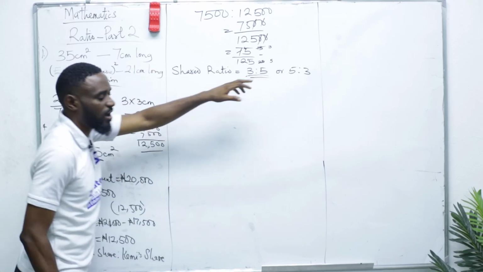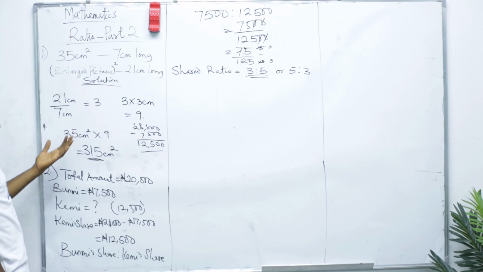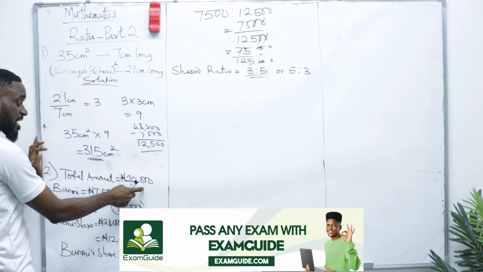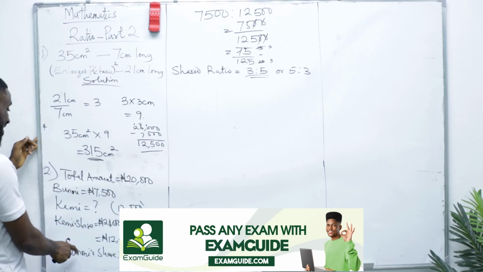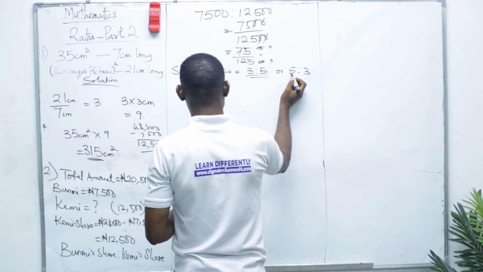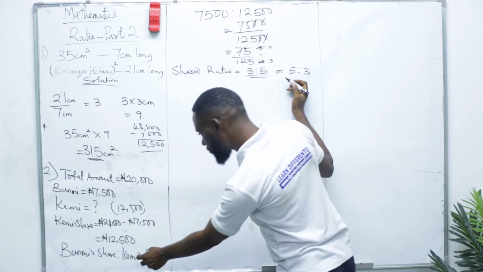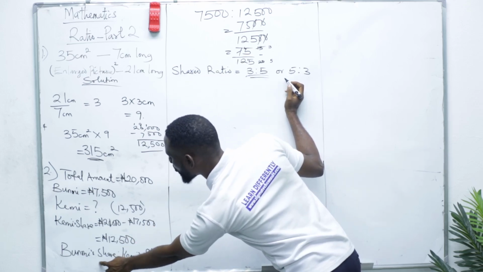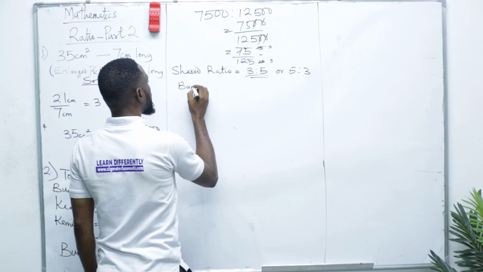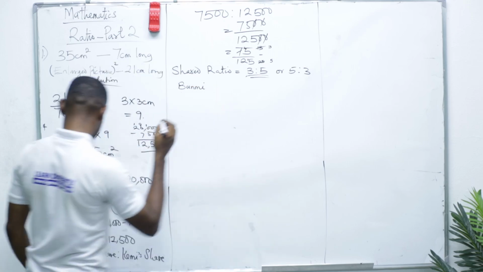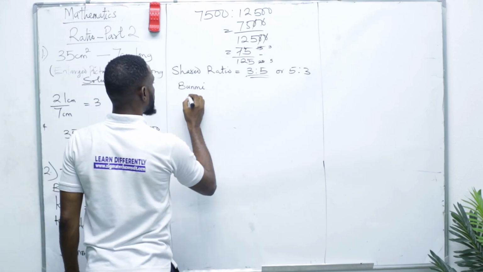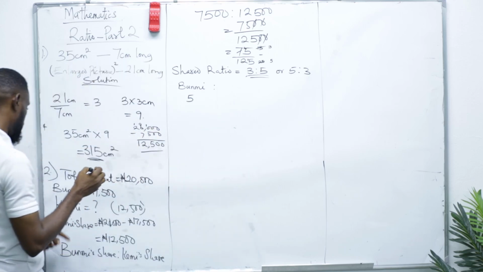Let's use this ratio we have found to check if the share of Bumi will be 75,000 naira if they use that ratio to do this, and if the share of Kemi will be 12,500 naira. Remember, this 5 is for who? This 5 is for Bunmi, right? Who has the 12.5? Okay, is for Kemi. So 5 is to Bunmi 7.5.